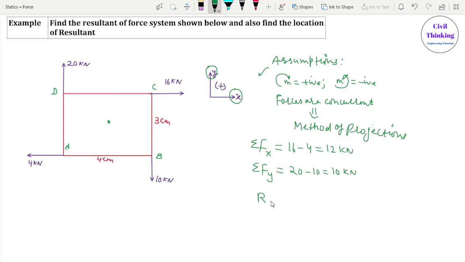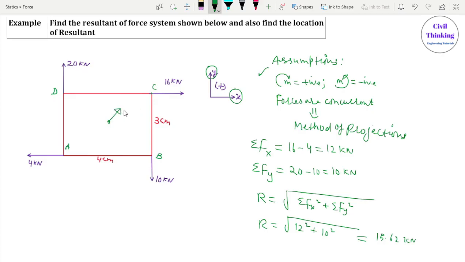Now the magnitude of the resultant is the whole under root of summation of Fx square plus summation of Fy square, right? So it is the whole under root of 12 square plus 10 square. So let me use the calculator. It is approximately 15.62 kilonewton, okay? Now we have the resultant here.